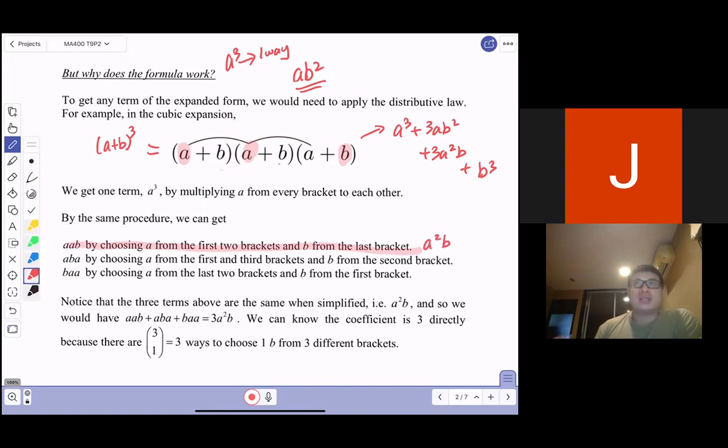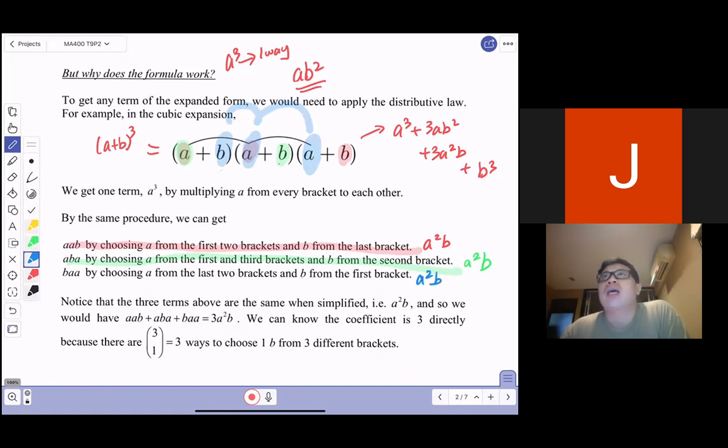Or a second way, I use green color. You can see I can choose a and a followed by b, right? So this is the green color one. It will also give me a square b. The third one, I use blue. You can see I can choose a from the last 2 brackets, and I can choose b from the first bracket, that will also give me a square b.